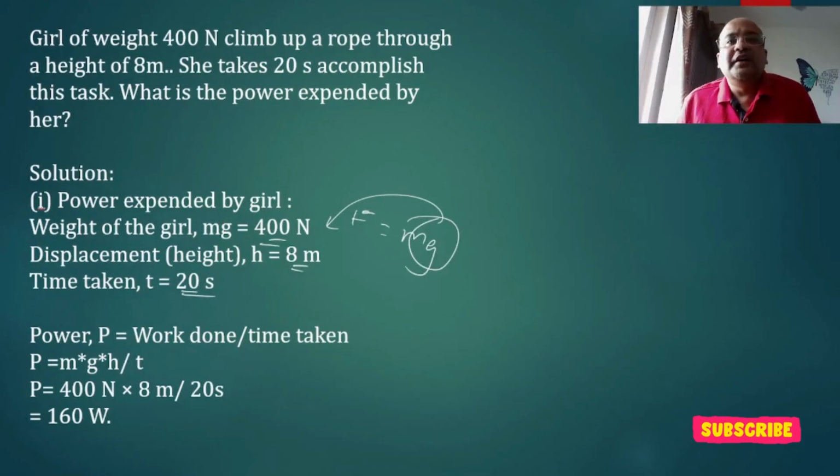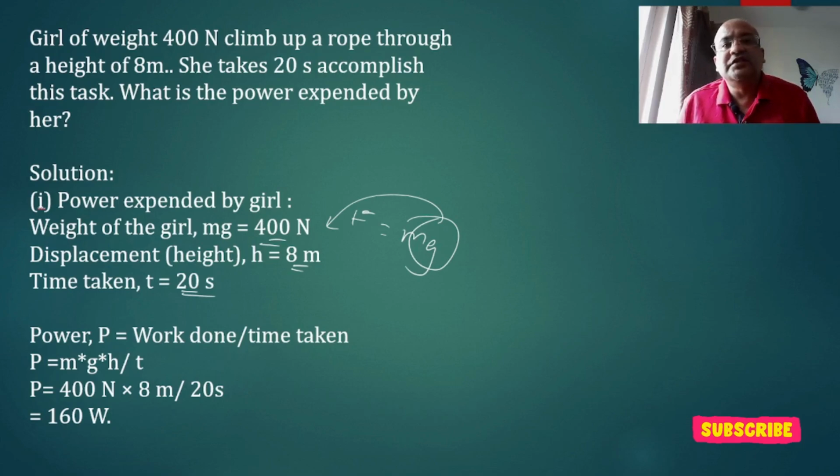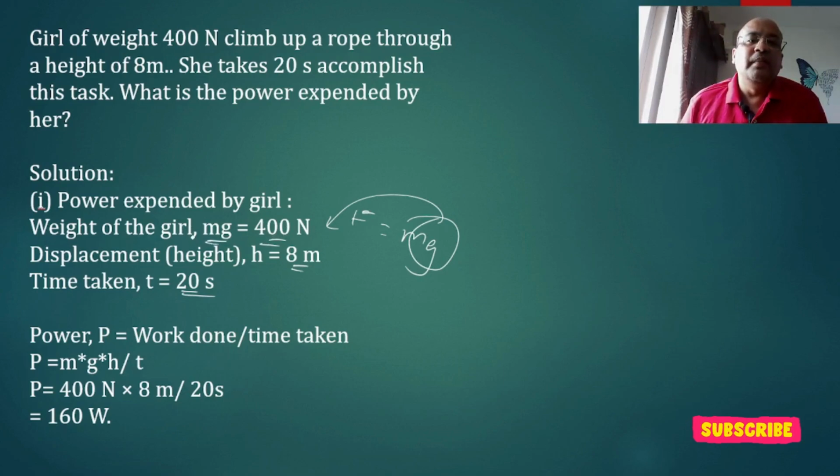A girl of weight 400 Newton climbs a rope through a height of 8 meters. She takes 20 seconds to complete this task. What is the power expended by her? We know that the weight of the girl has been given, which is 400 Newton. That is the force which has been applied, that is nothing but m into g. Displacement is given as 8 meters. Time taken is 20 seconds.